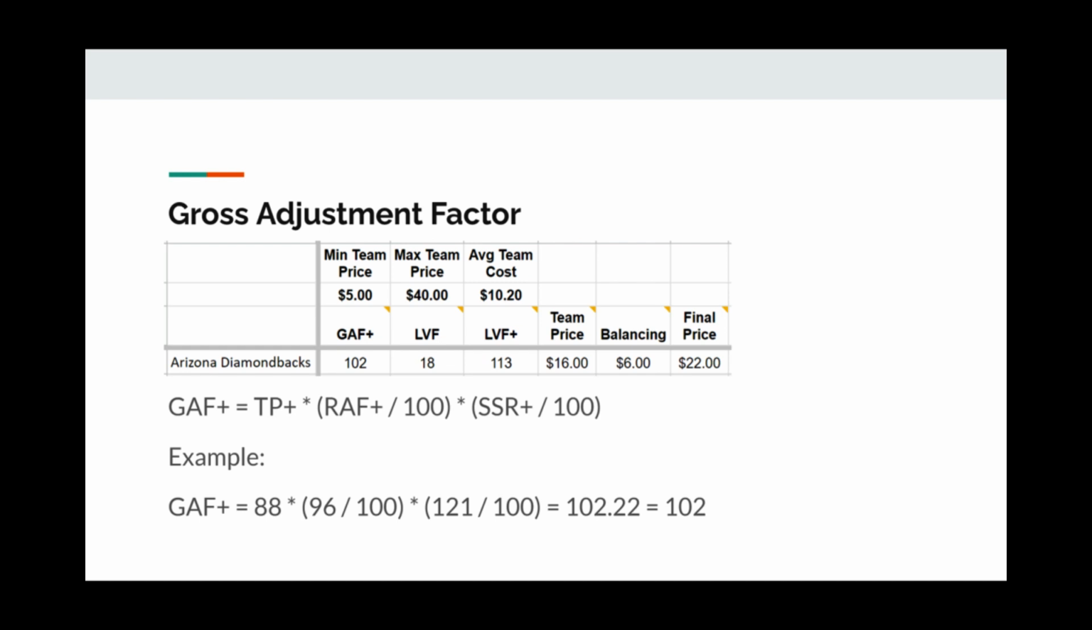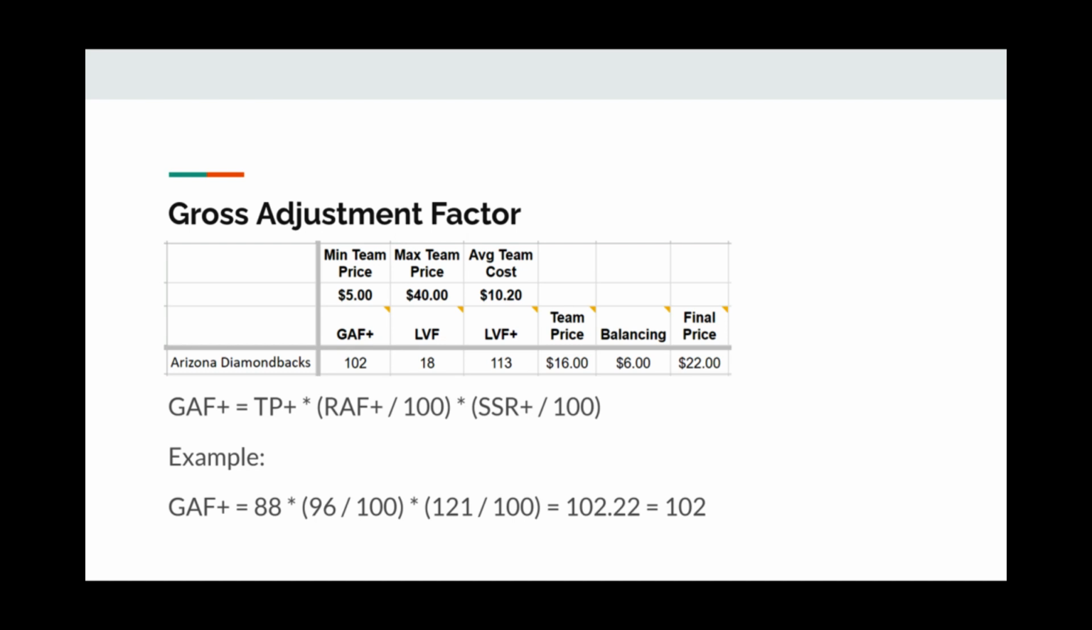Lastly, we apply all of these values that we just determined. So I do what's called a gross adjustment factor, which is this value here. That is equal to the total points multiplied by the ratio that you got from the RAF plus values. This should be SRAF plus value times the SSR plus value. These are divided by 100 because the values are in 100, but they're actually ratios. So if it's 121, it's a ratio of 1.21 multiplied times that total.